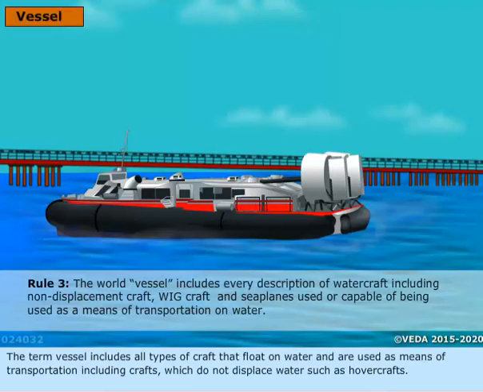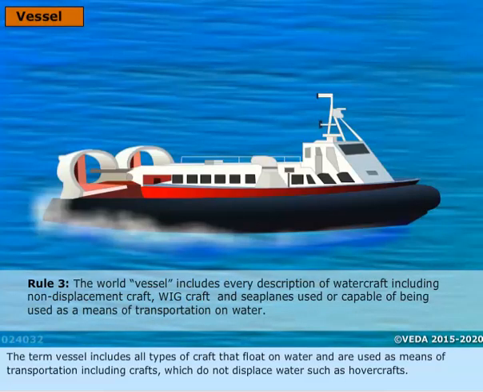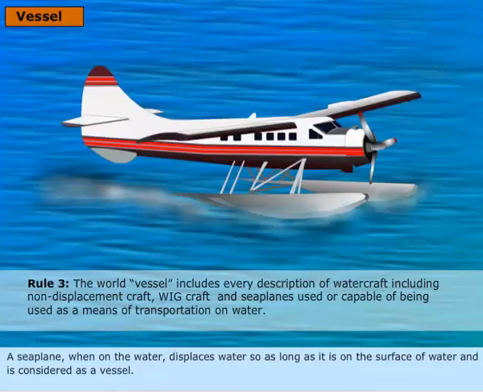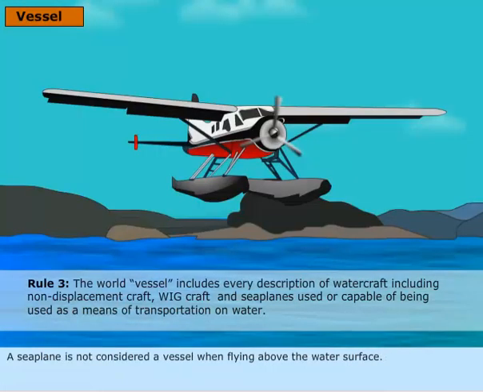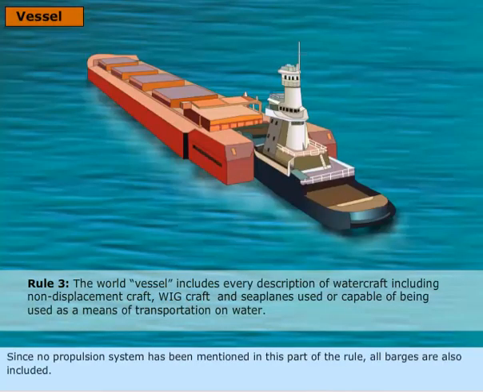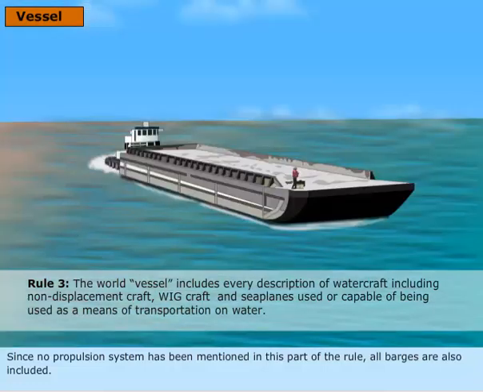The term vessel includes all types of craft that float on water and are used as means of transportation, including crafts which do not displace water, such as hovercrafts. A seaplane, when on the water, displaces water so long as it is on the surface of water and is considered as a vessel. A seaplane is not considered a vessel when flying above the water's surface. Since no propulsion system has been mentioned in this part of the rule, all barges are also included.